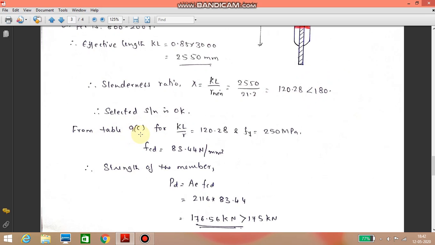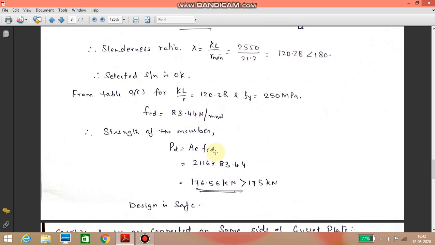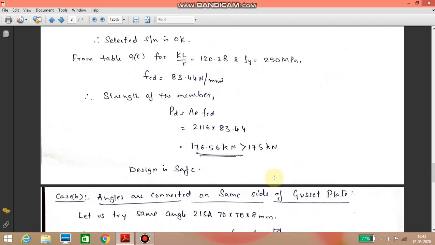Now from table number 9c, for KL by R equal to obtained 120.28 and Fy equal to 250 MPa, FCD equal to 83.44 Newton per millimeter square. Therefore strength of the member PD equal to AE into FCD equal to 2116 into 83.44. The answer is 176.56 kilonewton, which is greater than 175. So the design is safe. If this value works out to be less than the applied load, then you need to revise the section, go with the higher size of member.